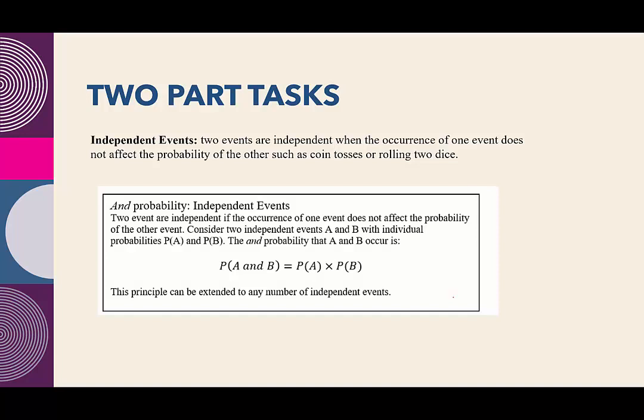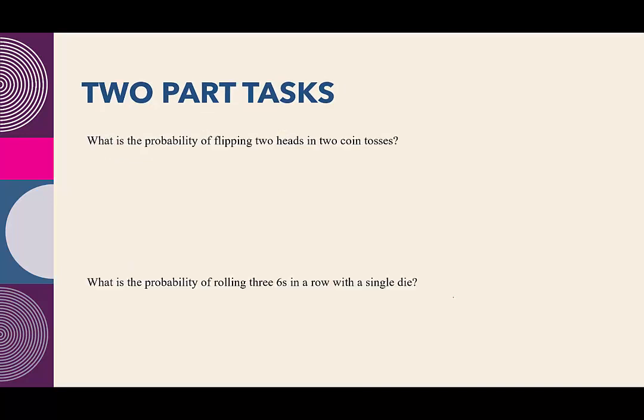These are called and probabilities. What's the probability of flipping heads and rolling a 3? Consider 2 independent events A and B with individual probabilities P of A and P of B. The and probability that A and B occur is just the product of their individual probabilities. This principle can be extended to any number of independent events. So if there's event A, B, and C, we would do the same thing. We would multiply the 3 probabilities together to get the probability of all 3 of these things occurring.